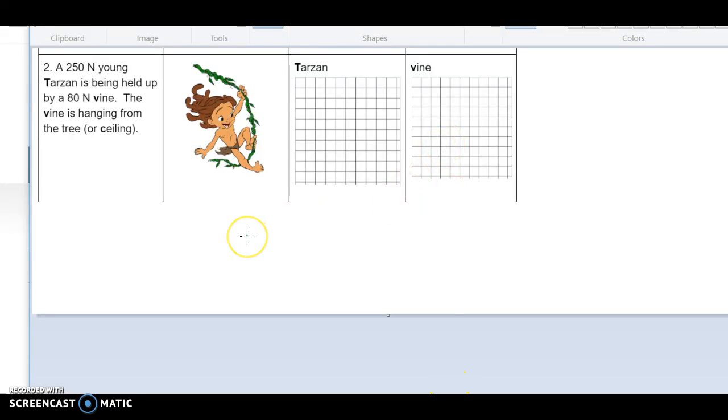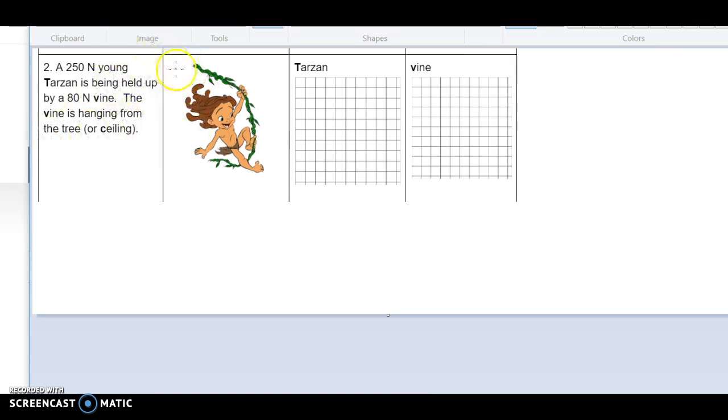All right, this is number 2 on the extra practice that you got in class, or you can find it in the documents folder. A 250 Newton young Tarzan is being held up by an 80 Newton vine. The vine is hanging from the tree, or we'll call it the ceiling so we don't have a double letter.